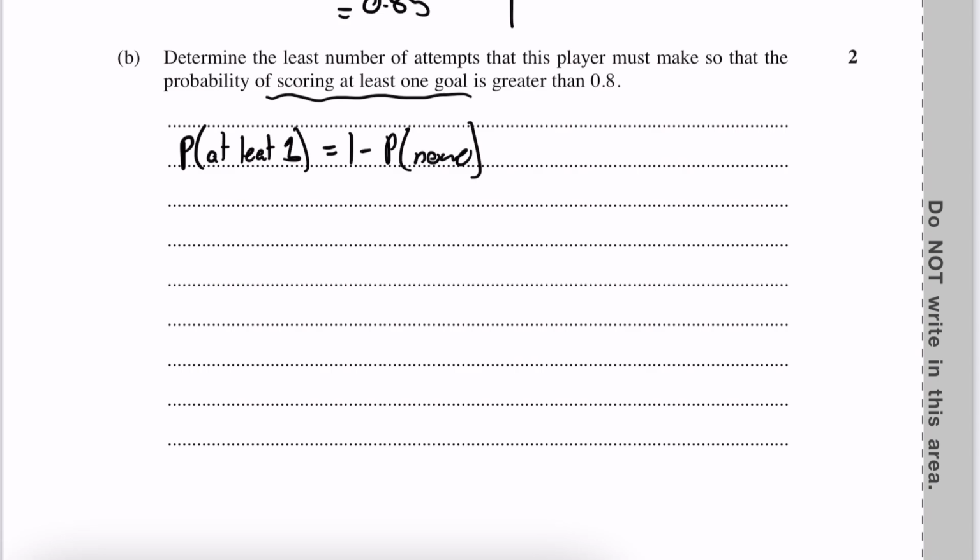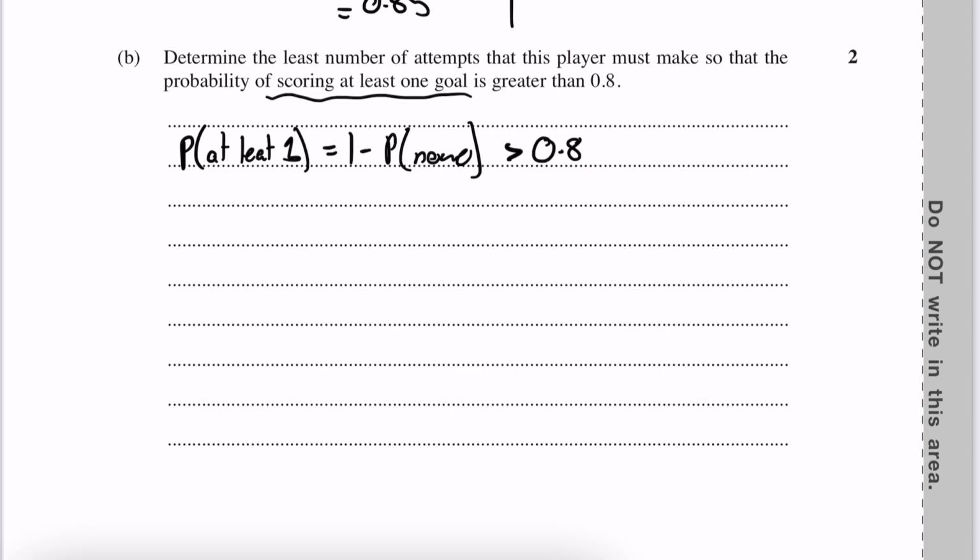So what we need to figure out is the number of attempts where the probability of scoring at least one goal, or 1 minus the probability of none, is greater than 0.8. Okay, so how many attempts would it take for that to actually happen?